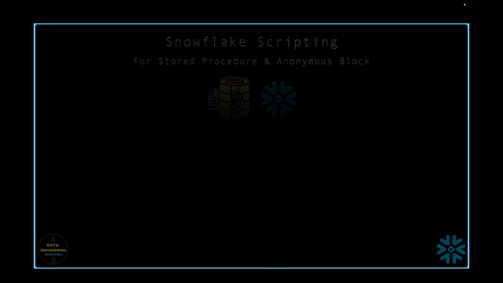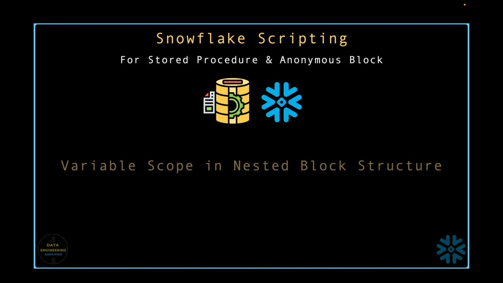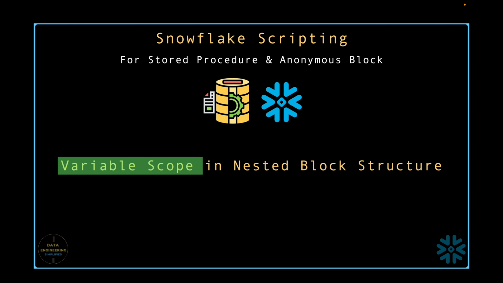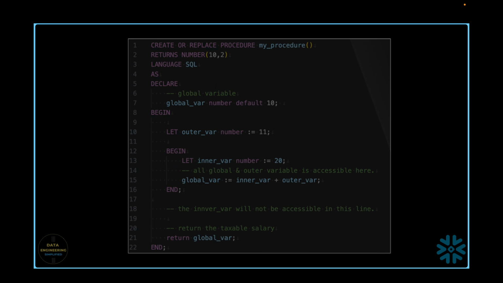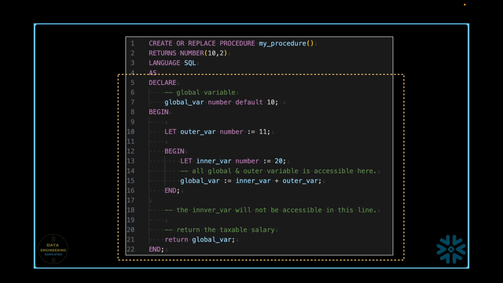The previous chapters of this playlist already covered global and local variables, including their usage in expression and dynamic SQL statement. In this tutorial, we will understand the concept of variable scope when we have inner and outer blocks, also known as nested blocks. If you look into this example stored procedure, we have an outer block from line number 5 to line number 22.